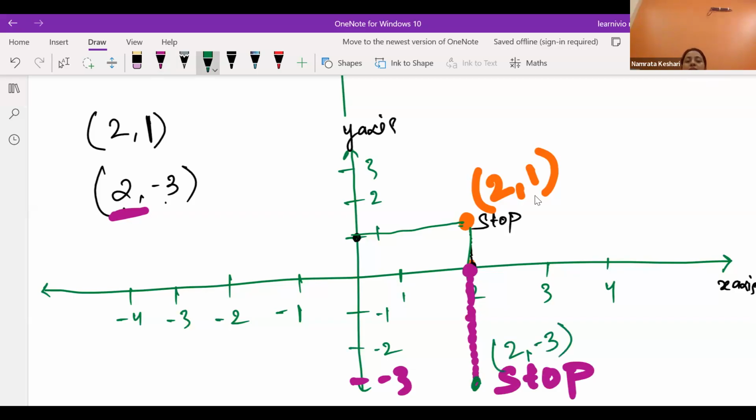Are you getting it? These lines you don't have to draw. You are just moving and stopping. You don't have to draw these lines while doing all these things. Directly you have to locate the point. This is the location which is 2 comma minus 3. If you are not sure, you can drop a perpendicular like this and you can be assured. Are you getting it? Yes. Anyone want to ask anything?